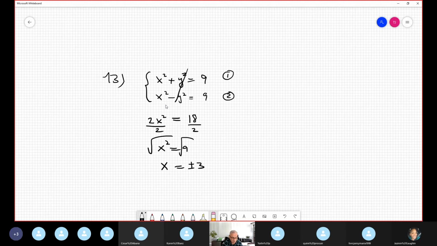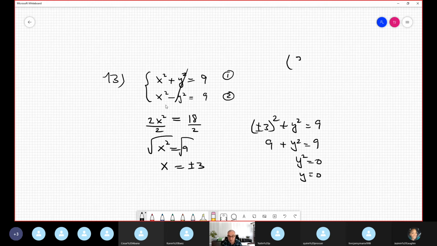In order to find the y value, substitute in either equation, for example, in the first one, maybe. This is plus or minus 3 squared plus y squared equals 9. And it's a 9. Therefore, y is 0. No plus or minus because 0 has no sign. So we have two solutions, which are (3, 0) and (-3, 0). Only two solutions.